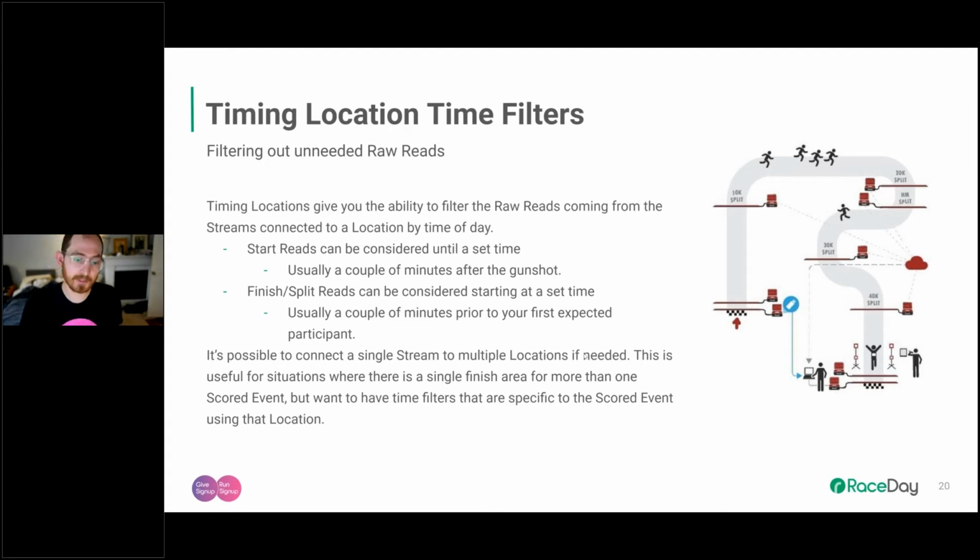So if you needed to, you have that common finish location. You could actually create two locations, one for just the 5K and one for just the 10K, using the same stream of data, and it will only say, in this location, consider the folks who are registered for the 10K, and in that location, the folks registered for the 5K. Then you are able to set the time filters based on that scored event specifically. So that's a nice little handy hack to know.